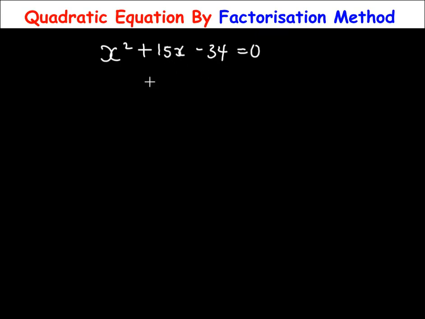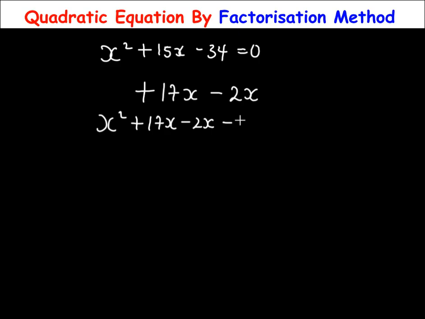So thinking of it, if we have plus 17x and minus 2x, you see that plus 17x and minus 2x will give us plus 15x. And if you multiply plus 17 times minus 2, plus times minus is minus, 17 times 2 is 34. Good. So with this, we can then replace 15x with plus 17x and minus 2x. So writing down x squared plus 17x minus 2x minus 34 is equal to 0.